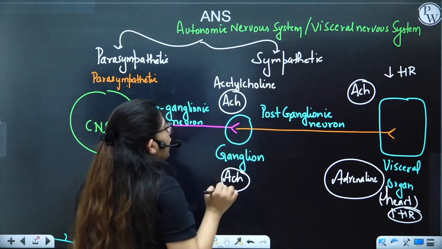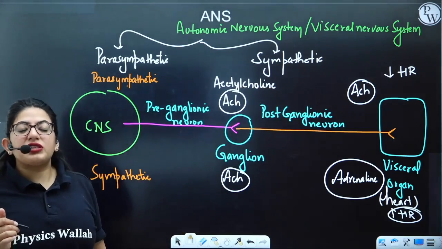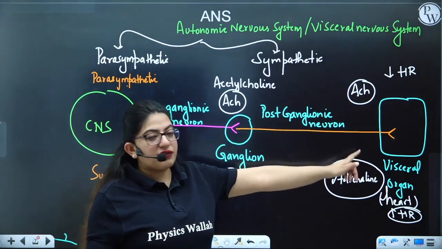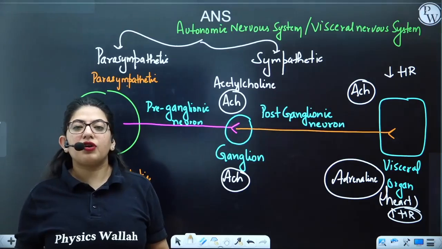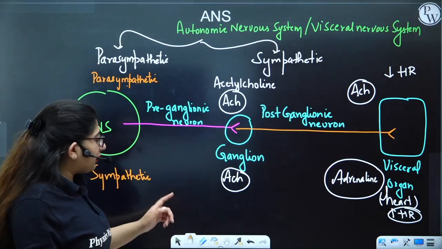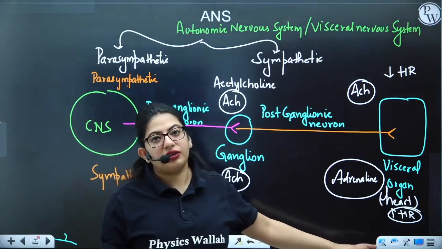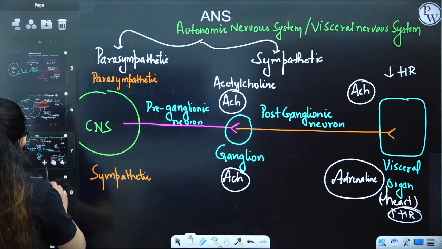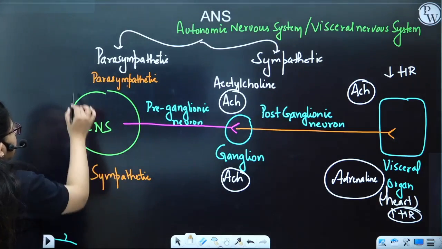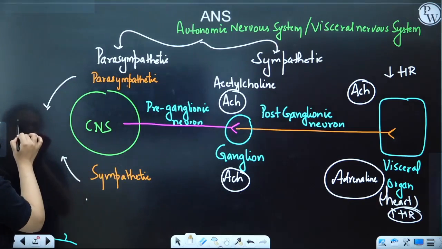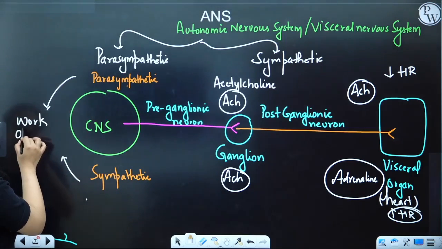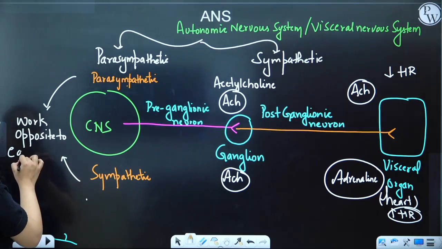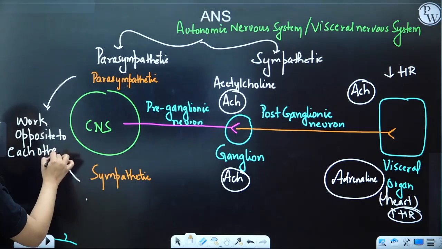So the question may be asked: tell me the neurotransmitters released in the parasympathetic nervous system. At the ganglion, ACH. At the visceral organ, ACH. Tell me the neurotransmitters released in sympathetic. At the ganglion, ACH. At the visceral organ, adrenaline. So that's about your autonomic nervous system. Do remember, these two nervous systems, sympathetic and parasympathetic, work opposite to each other.